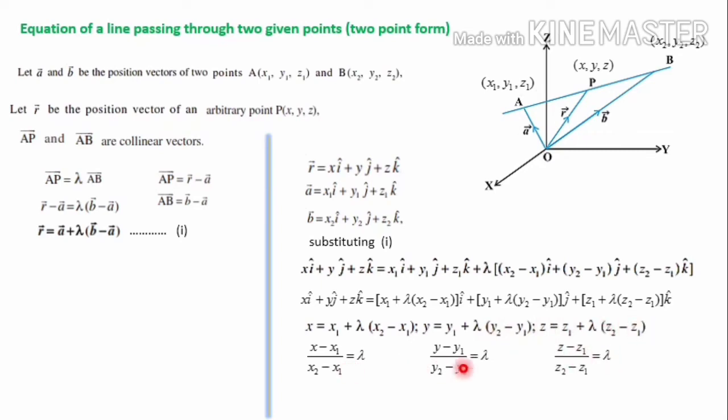Here the right sides are all the same, so the left sides will be equal. That is x minus x1 by x2 minus x1 equal to y minus y1 by y2 minus y1 equal to z minus z1 by z2 minus z1. So this is the Cartesian form of the equation, that is the two-point form. Here x1, y1, z1 are the first point coordinates and x2, y2, z2 are the second point coordinates.